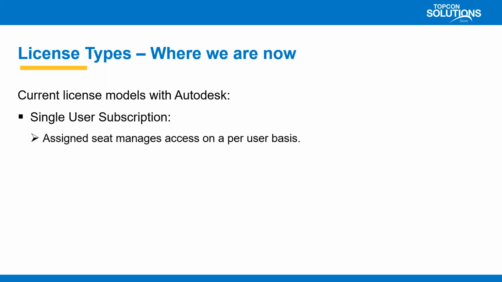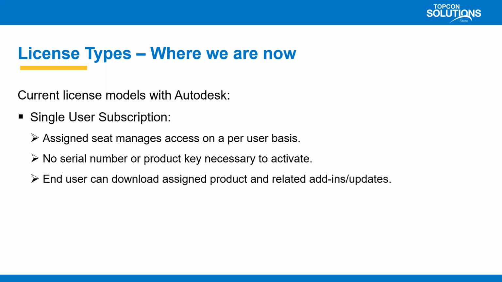With single user subscription, an assigned seat, so a seat assigned to an end user, will actually manage access and manage their ability to see and download product. There's no serial number or product key necessary anymore to activate these products. It is all managed by an actual user sign-in. And these users can download both their assigned product and any add-ins or updates related to the product.